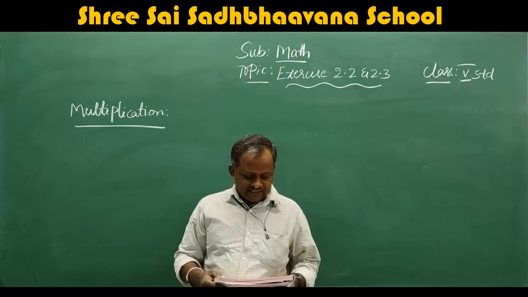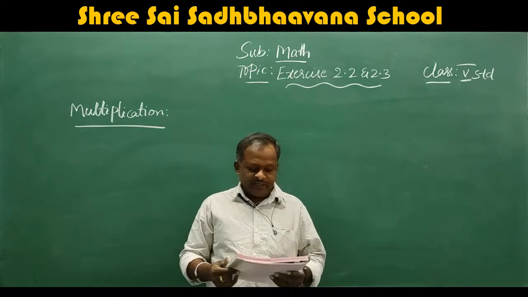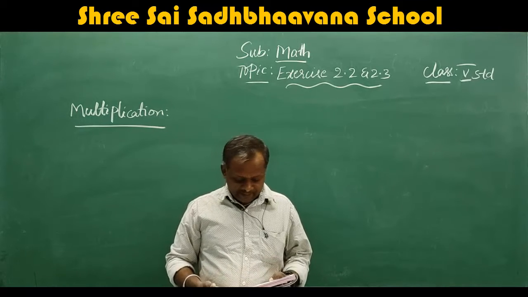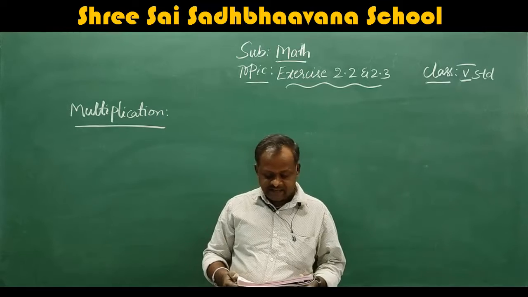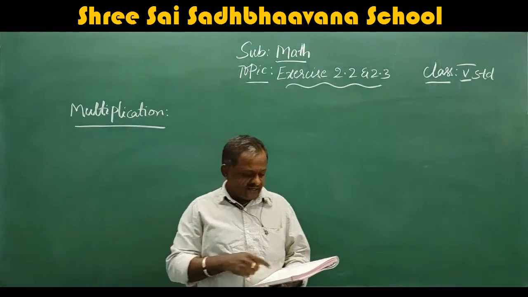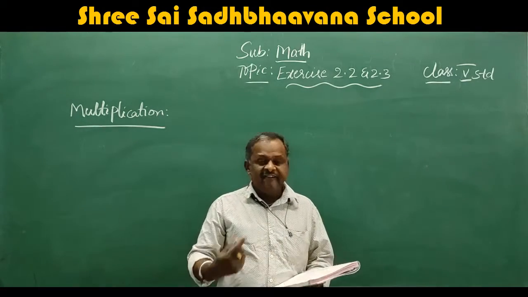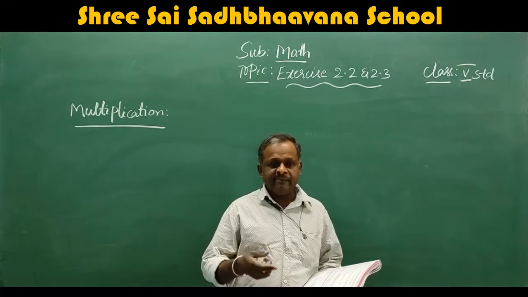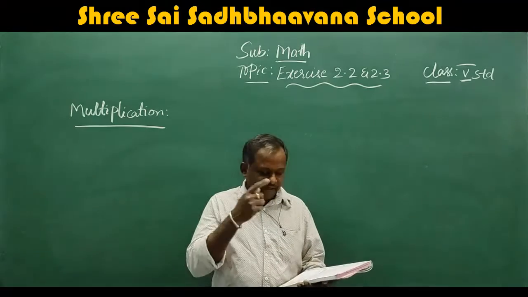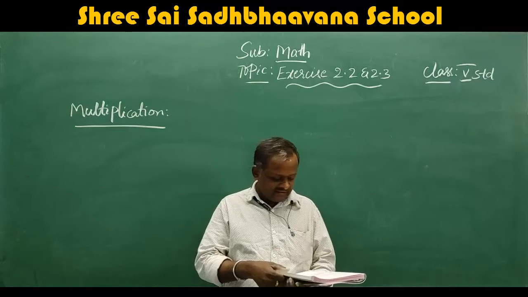The numbers here they have given in page number 25. The number to be multiplied is called the multiplicand. The number by which we multiply is called the multiplier. The answer we get is called the product. In multiplication, the result obtained is called the product, and the numbers multiplied are called factors. They are called by the other name, factors, also. You know very well this one.